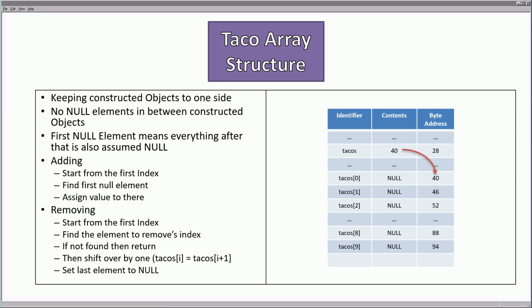Let's take a look at the algorithm for adding an element in this way. First thing you do is start from the first index. So you would start at index 0. From there, what you would do is find the first null element. Well, luckily, index 0 is null. So if we are passing the reference, the memory address that we want to assign, we can just assign it at that index 0. So let's assume that it was 86. This taco object is constructed at memory address 86, and now this first element references that object.